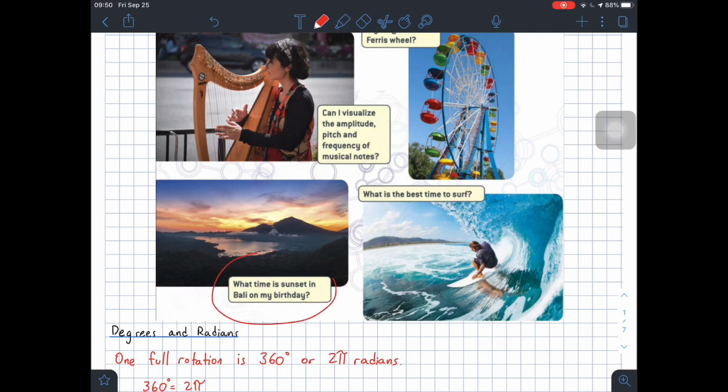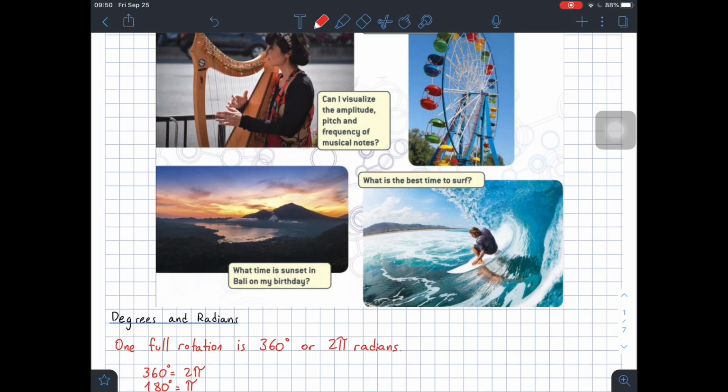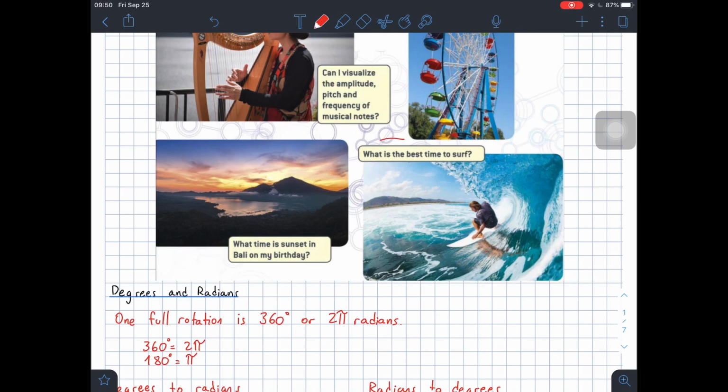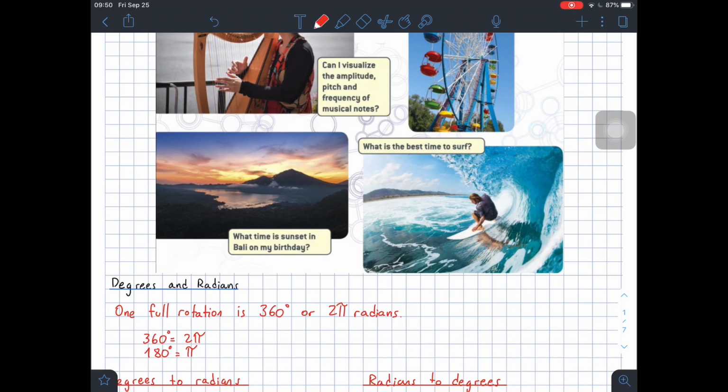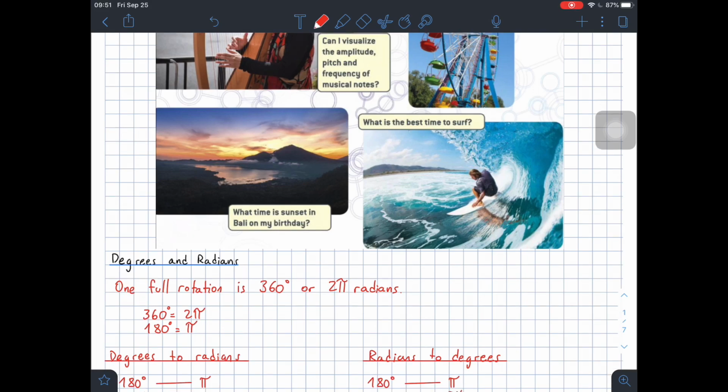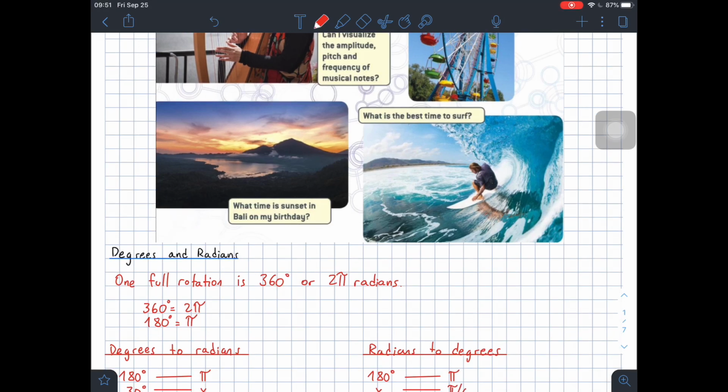A very interesting application. Maybe if you want to predict at what time you will have a sunset on your birthday, for example, in Asunción or wherever, you can make a model of the sunset time in Asunción and make your prediction, right? And finally, what is the best time to surf? There are times in which the waves are higher or lower than other times, right? It is said that at night, for example, the tides tend to increase, right? So that's something that maybe can be modeled using these trigonometric functions.